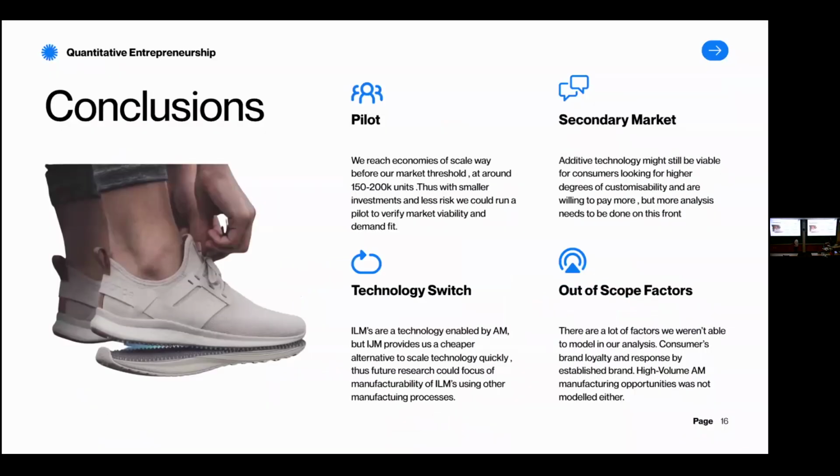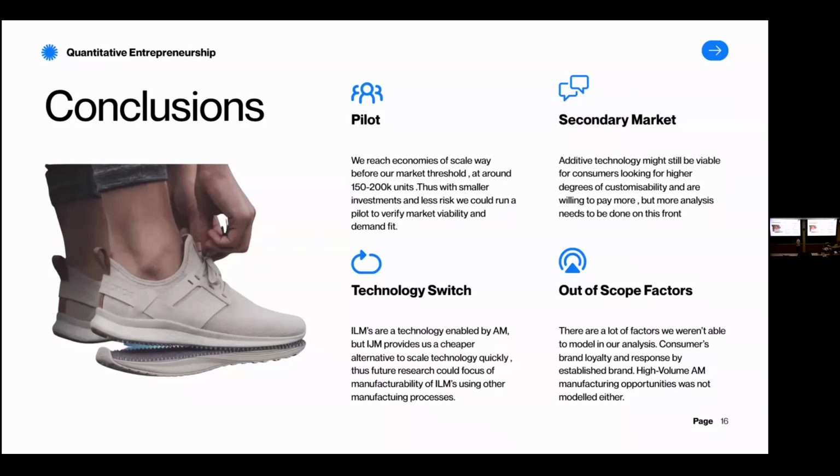To conclude, additive manufacturing is the way this technology is being developed right now, but we assume there might be a need to make this technology using other manufacturing processes such as injection molding, which are cheaper. Also, additive manufacturing could be a viable production method for customers who are willing to pay more, but that's something we couldn't model during our project. And there are a lot of factors, like brand loyalty and how established market players would react to our entry in the market, that we might focus our future work on.